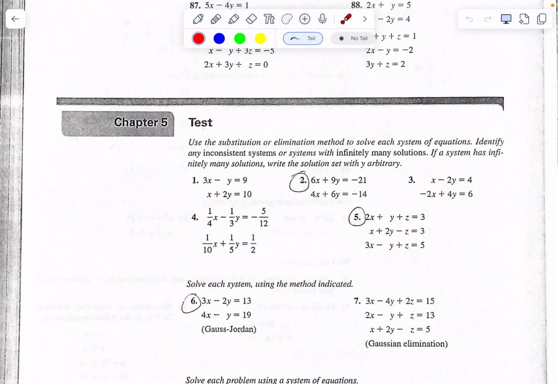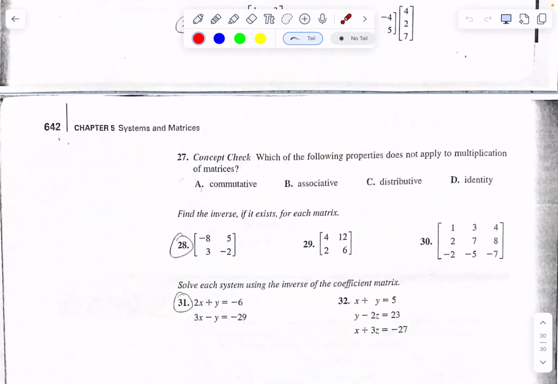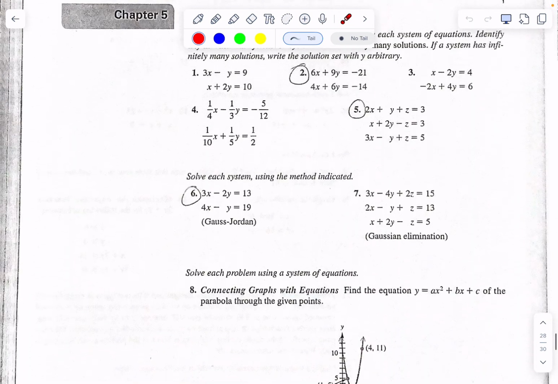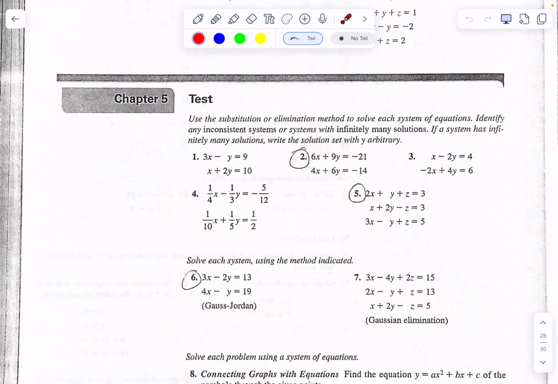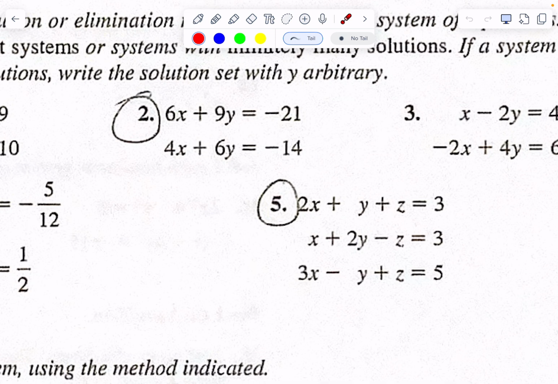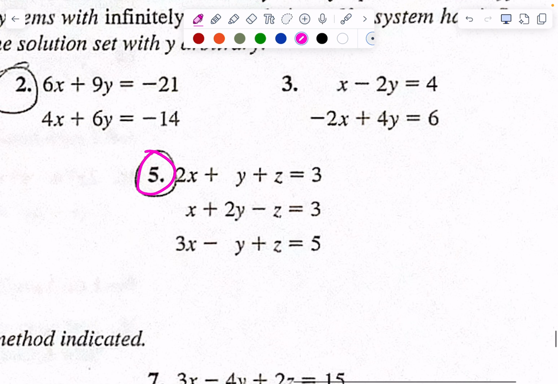Really? Okay. All right. Hello, people watching this video. This says chapter 5 test, but it's just the final problems for matrices. Oh, there's only 3 pages. That's exciting. Problems 2 and 5 don't even have to do with matrices. They say use substitution or elimination. I'm going to do number 5 together with you because they asked for it. So here you go.